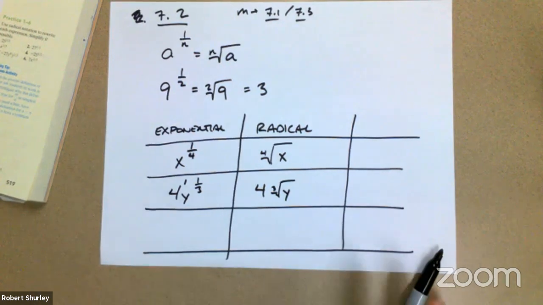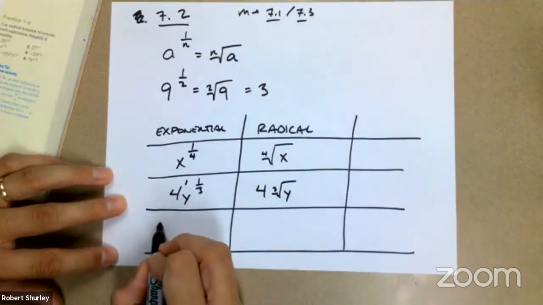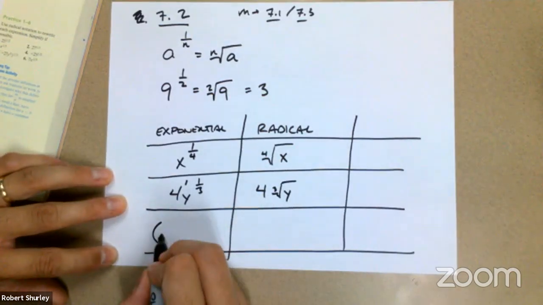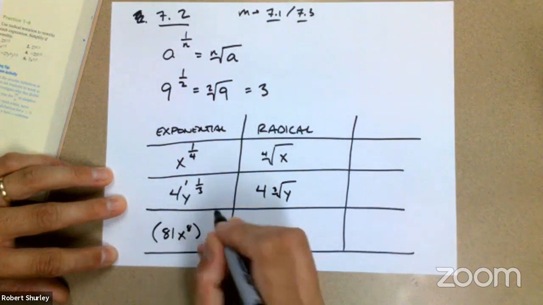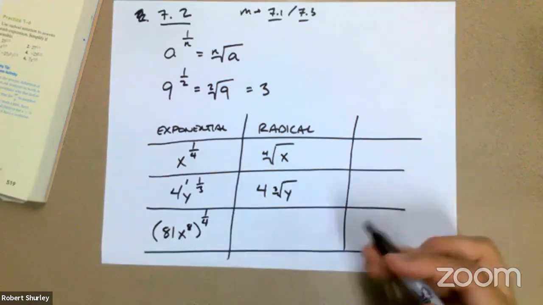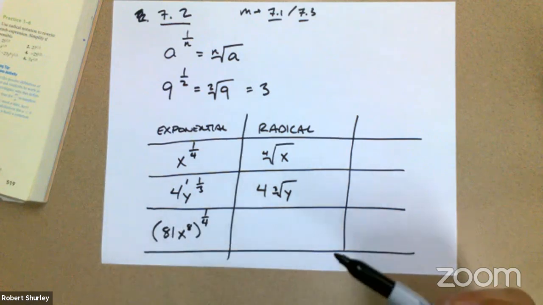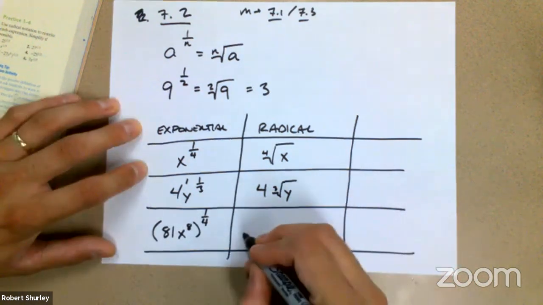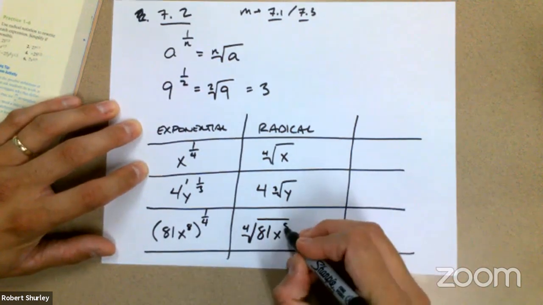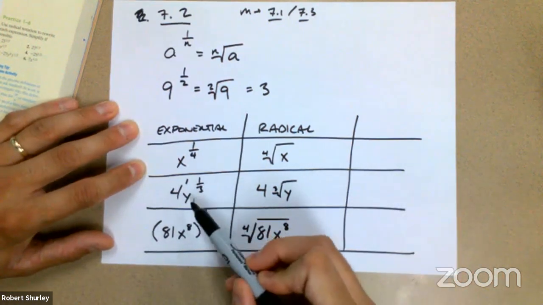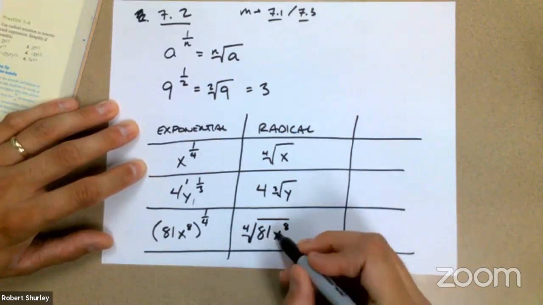Now, if we wanted to put the entire thing underneath the radical, we would need parentheses. So if we looked at, let's say, your book does one here, 81 x to the 8th raised to the 1/4. Now, this entire term, 81 x to the 8th, is going to be under this 4th root because of the parentheses. So with no parentheses, it only goes to whatever it's attached to. If we've got parentheses, in a way, it's attached to both of them. Okay? And we can simplify this one.